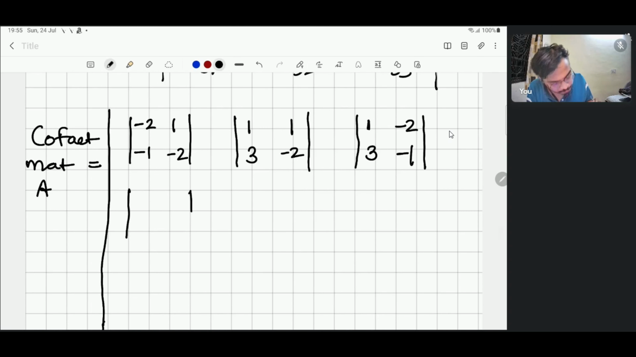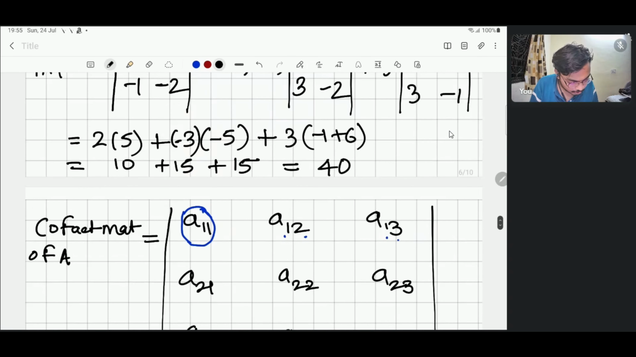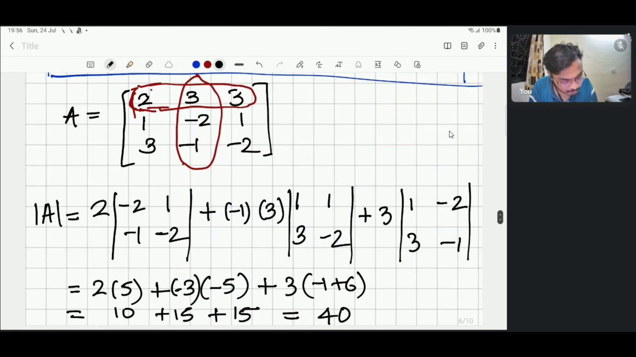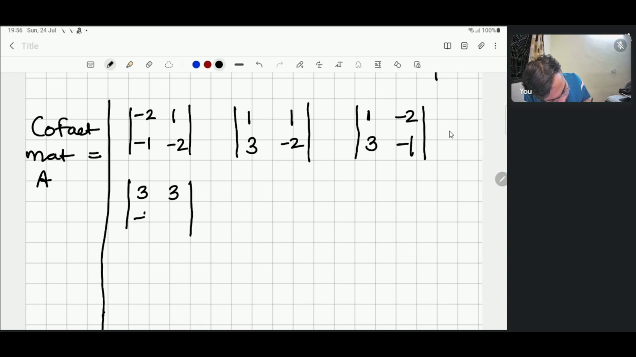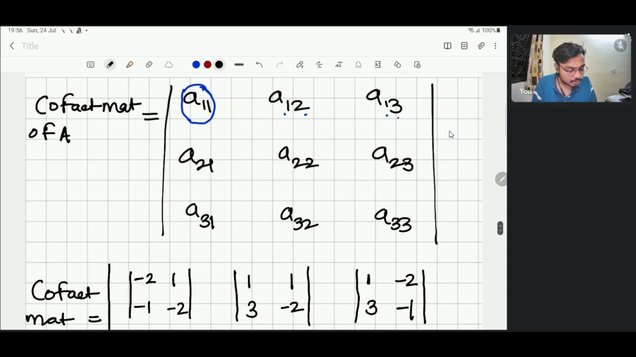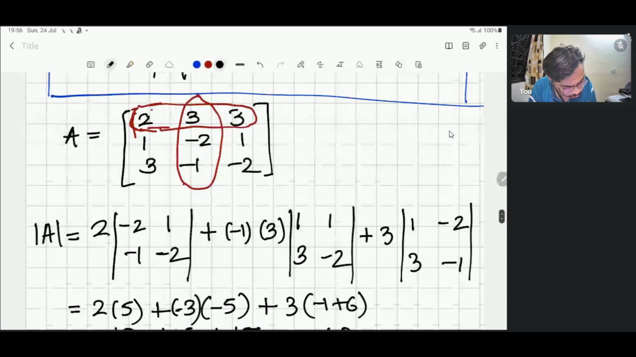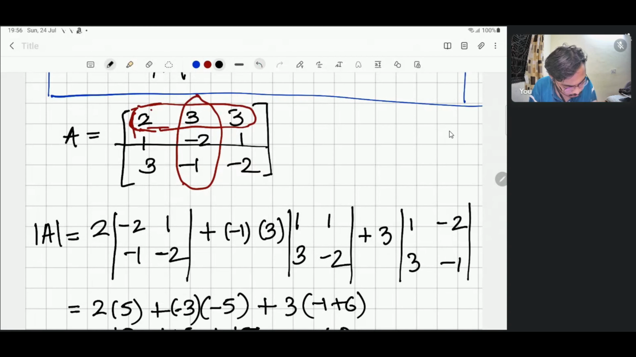Similarly, second row, first column. If we close this, we get 3, 3 minus 1 minus 2. Then second row, second column, what will we get?